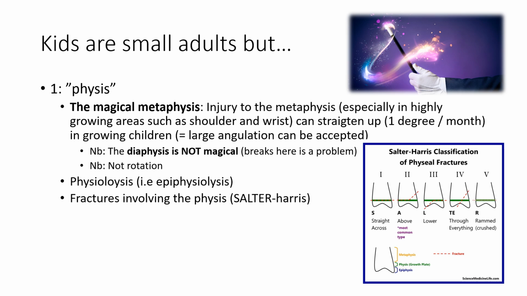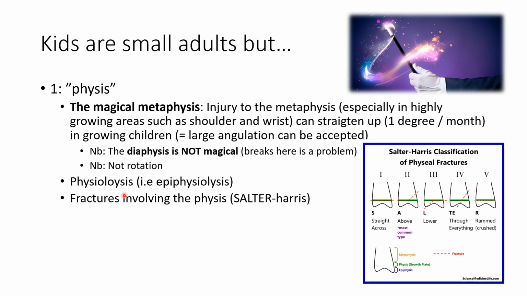Okay. Though the diaphysis, the shaft, is not magical at all. The growth has stopped there. If it breaks here, then it's usually something that has to be dealt with, right? Either operatively or not. It's much more like the adult breaks. And also rotations are not accepted at all. It cannot fix rotations, and it cannot fix diaphysis. So it's just the magical metaphysis, right? Not anything else.